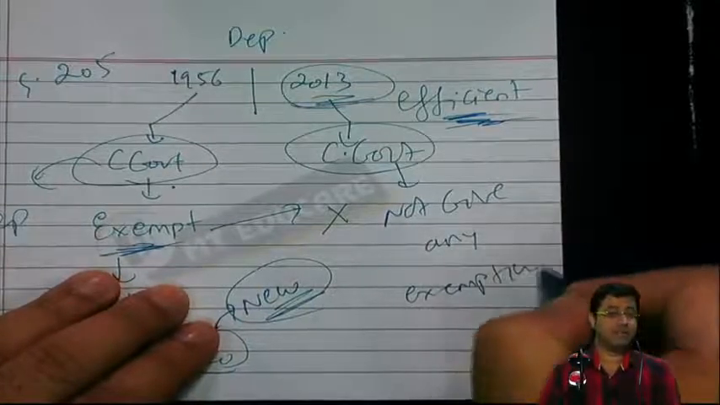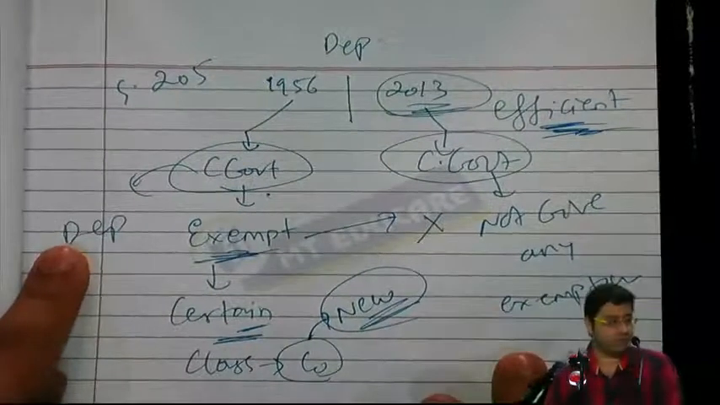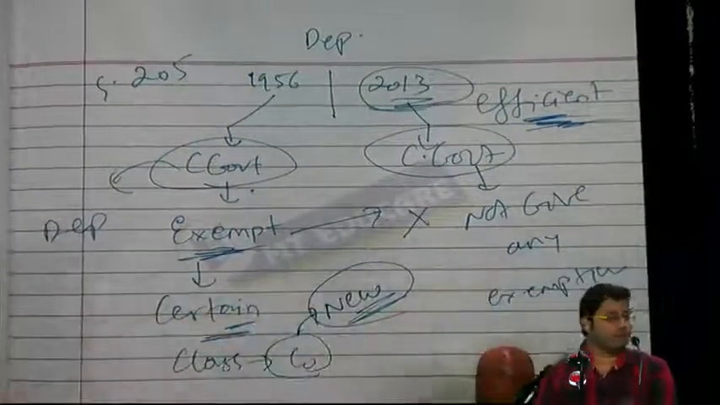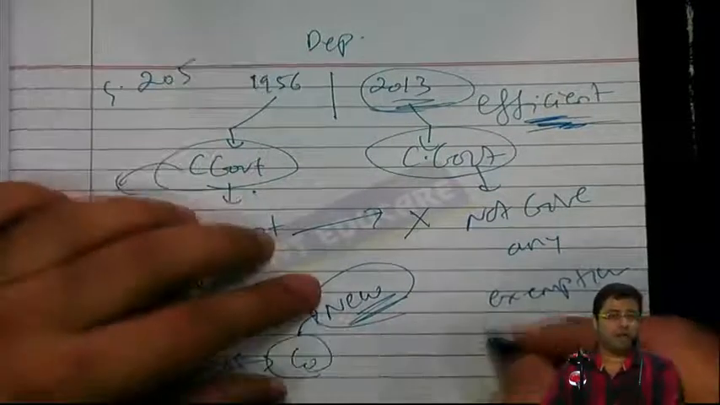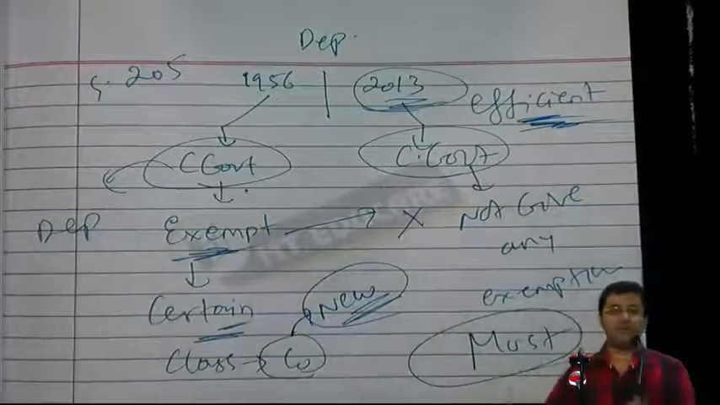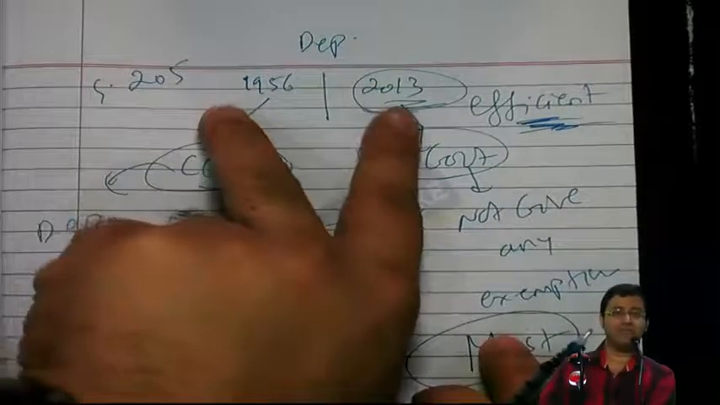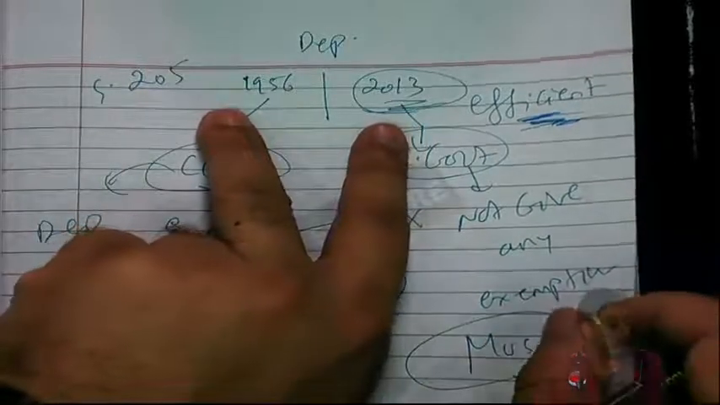What exemption did it used to give? It used to exempt those companies from charging depreciation or providing for the same. But now no companies will be exempted, all companies will be charging depreciation. That means now it has become a must for everyone to provide for depreciation before giving away any profits as dividend. So this is the difference between the 1956 Act and the 2013 Act. I hope you have understood this point.